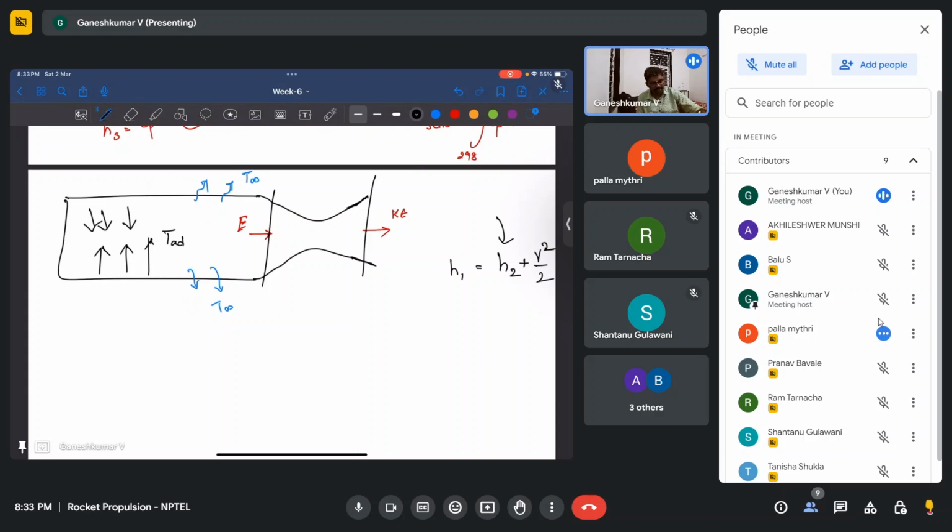So ultimately you want all the H1 to be converted into V squared by 2, but it doesn't happen. Air always comes out with a certain temperature. You cannot cool it down to sub-zero, like 0 Kelvin, right? So only at, let's say, 0 Kelvin will you have the lowest enthalpy.